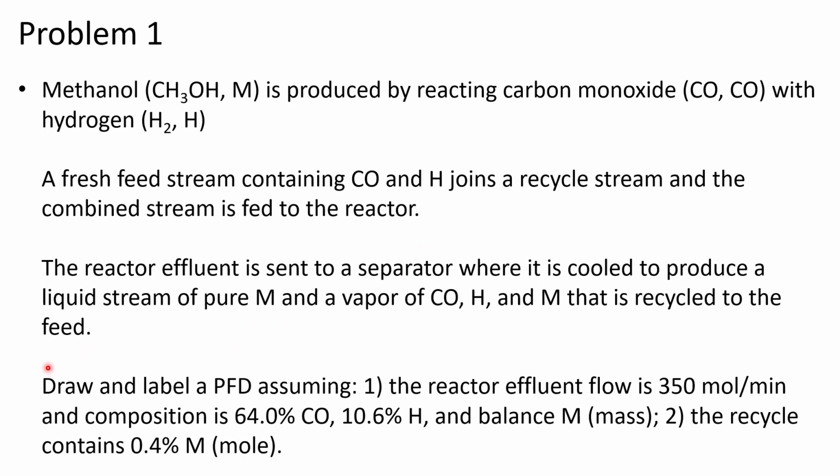What I'd like for you to do is pause this lecture and draw and label a process flow diagram, assuming first that the reactor effluent flow, the stream that immediately leaves the reactor, has a flow rate of 350 moles per minute, and its composition is 27.3% CO, 63.2% hydrogen, and the balance methanol. Now this is on a mass basis. This is going to cause a little bit of a problem because the flow rate is given in terms of moles. So we're going to have to convert these mass fractions to mole fractions.